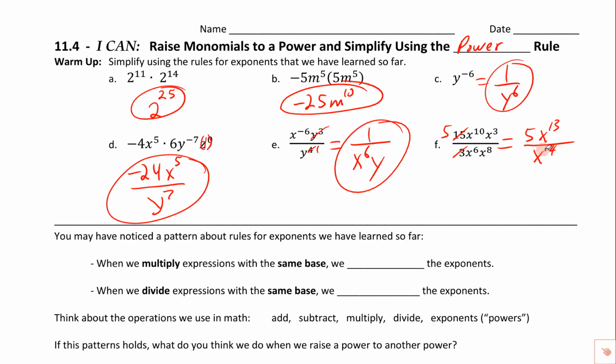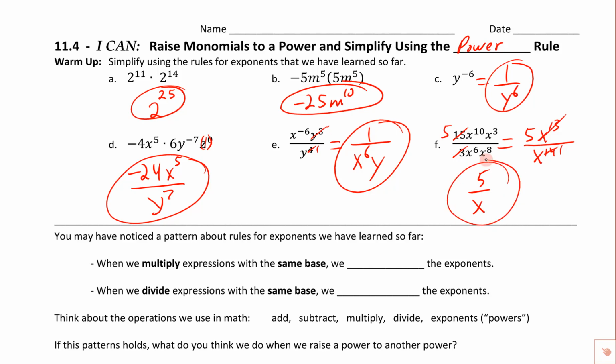Still not done because we've got some that have the same base. So if I've got a base of x on the top and a base of x on the bottom, let's see what we've got here. I've got 13 on the top, 14 on the bottom. 13 of them cancel with 13 of these, and then there's just 1 left. So this would be 5 over x right here. So we'll circle that, and we're all finished with that one.